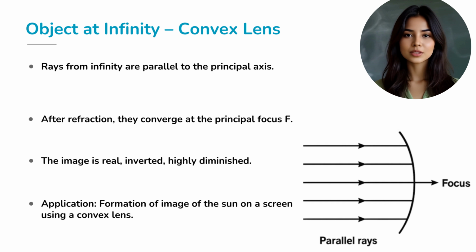And yes, this has a very cool application. If you've ever tried projecting the image of the sun on a screen using a magnifying glass, that bright, tiny dot you saw is exactly this principle at work. But a safety reminder: never look at the sun directly through the lens unless you want your eye to become a physics experiment. So, to summarize, when the object is at infinity, the rays are parallel, they meet at the focus, and the image is small, real, and inverted. A perfect starting case before we move objects closer to the lens.